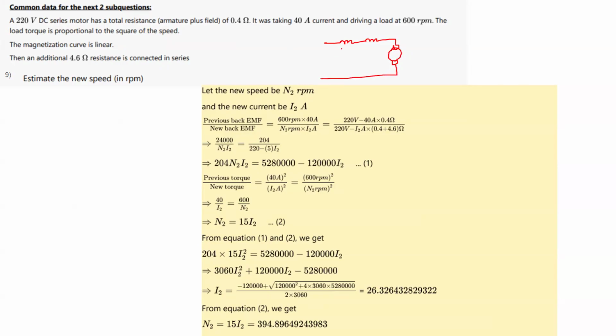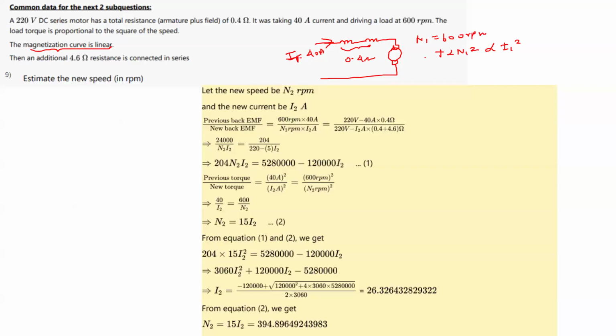So the whole resistance is 0.4 ohm, and it was taking 40 ampere. So I1 is 40 ampere and it was driving a load at 600 rpm. It says the load torque is proportional to N1 square, and we know that it is also proportional to flux into IA. Because the magnetization curve is linear for the first case, it is also proportional to I1 square, because field current and armature current are the same, I1.